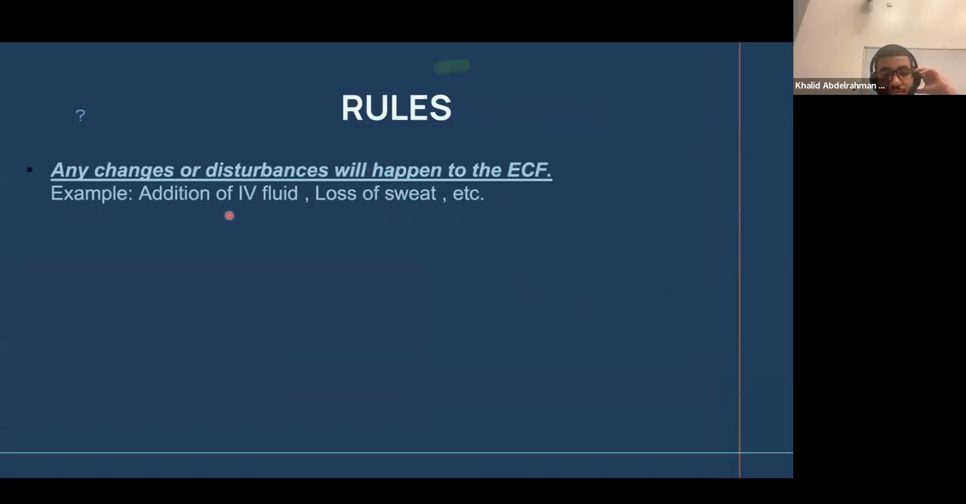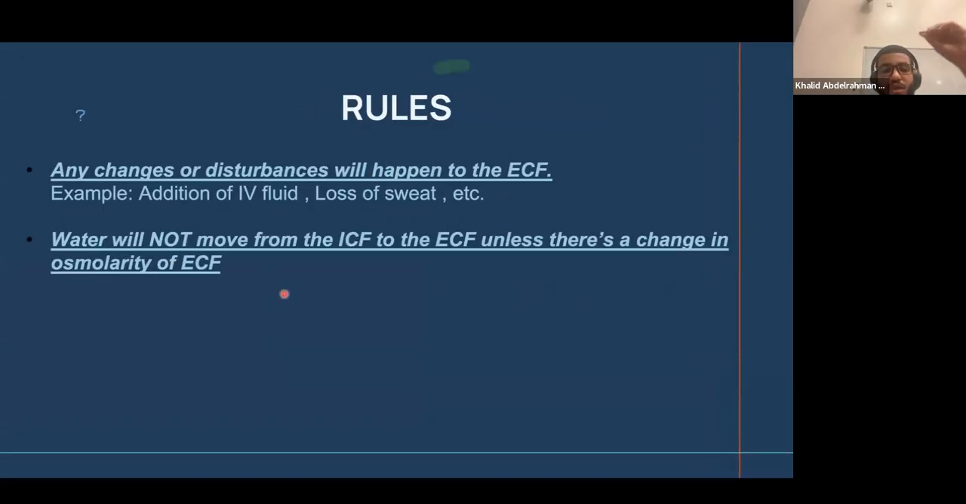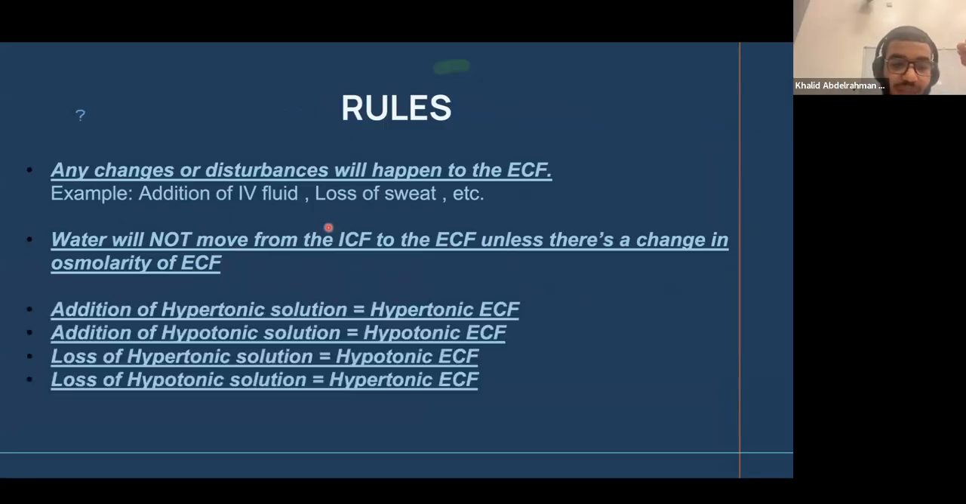Water will not move from the ICF to the ECF unless there's a change in osmolarity of the ECF. And when we're solving questions, you'll understand why those rules are so important. So just keep them in mind for now.